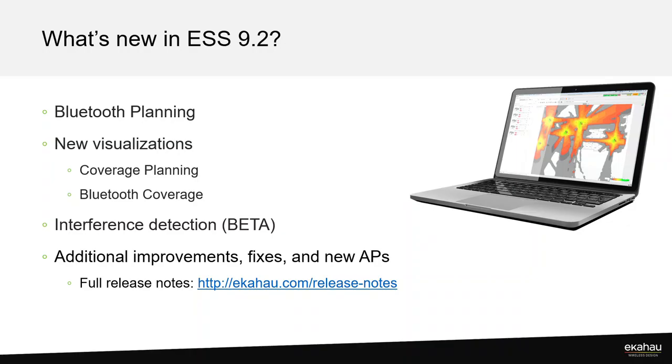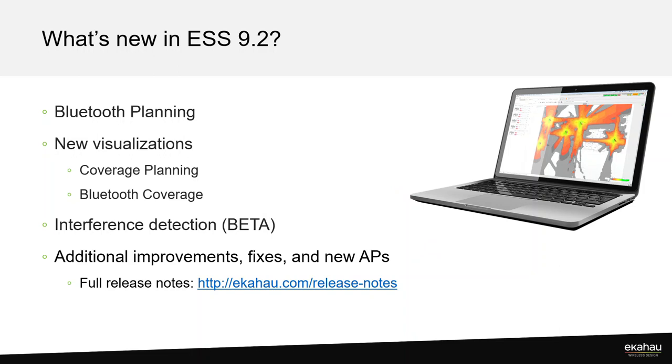So let's talk about some of the new hotness, if you will, in ESS 9.2. Bluetooth planning was introduced in 9.2. I'll show you how that works here. We also added some new visualizations, coverage planning and Bluetooth coverage. I'll show you each of those and how those work as well.